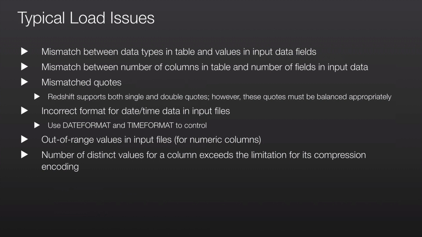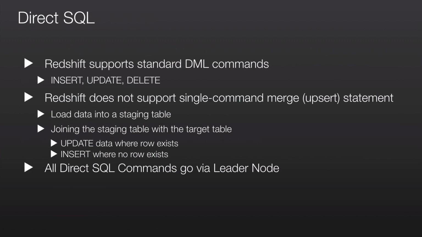Where you have numeric columns with range control, you need to make sure that all entries are within the range which is valid. And you may have an issue where the number of distinct values for a column may exceed the limitation for its compression encoding. Again, another reason it's a good idea to use automatic compression encoding using the copy command. You can also load data using direct SQL. All direct SQL commands go via the leader node, so this is not a parallel load model, but you can use it for example, joining staging tables with pre-existing target tables, and in this scenario it will update where rows exist and insert where no rows exist.